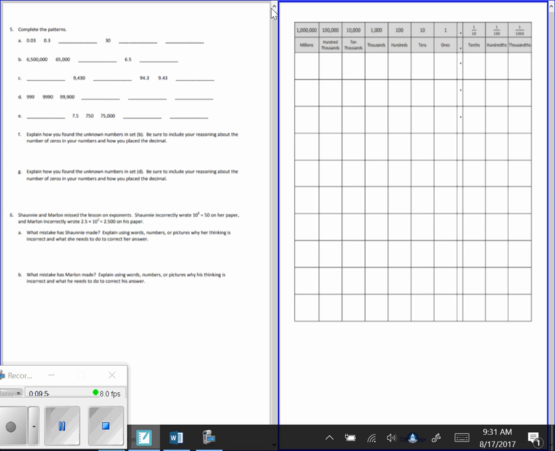So this one, big old number. 6, 5, 0, 0, 0, 0, 0. Because we have 6,500,000. Then we go to, and just to make sure you write them all in the right spot, we have 3 zeros, a 5, and a 6 to 65,000. Then we have a blank. Then we have 6 and 5/10. Then we have a blank. We only have 2 blanks on that one.